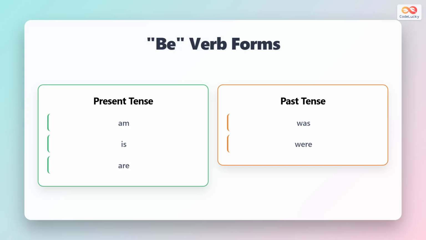Before we learn negative contractions, let's review the be verb. In present tense, we have three forms: am, is, and are. In past tense, we have two forms: was and were. These base forms are the foundation for understanding contractions.